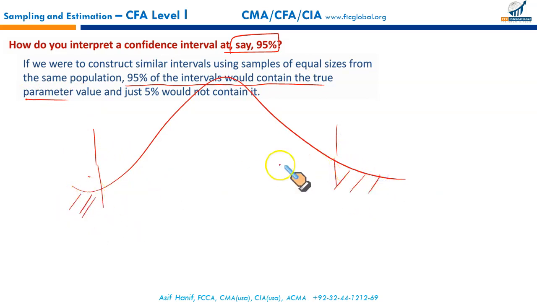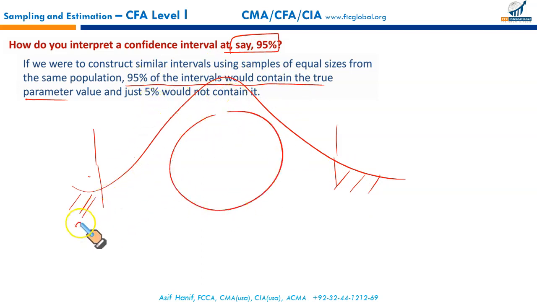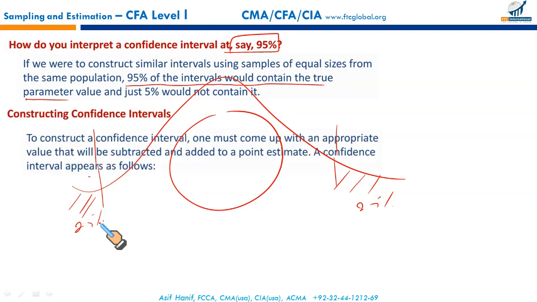Right? So when you say 95% confidence interval, it means that 95% of the intervals would contain the true parameter right here, just 5% would not. 2.5 in the lower tail and 2.5 in the right tail. That's what you mean. We'll refine the idea as we go along. Doing questions will enhance the further concepts. So how do we construct a confidence interval?